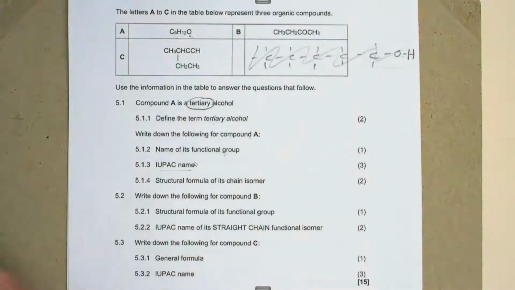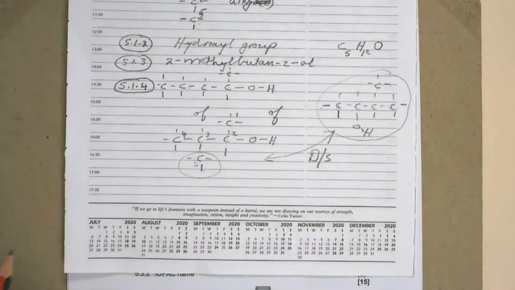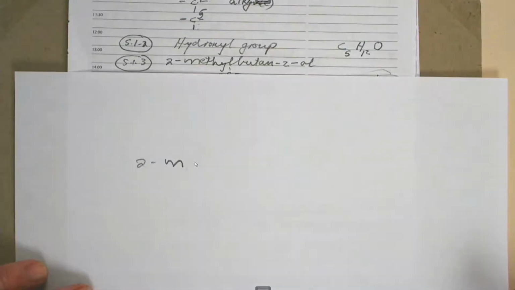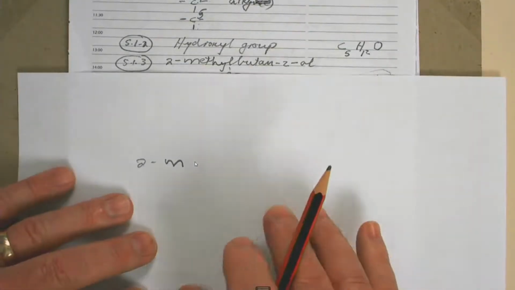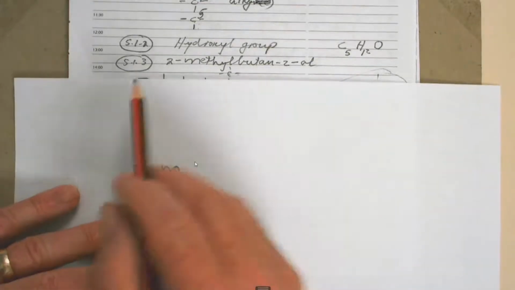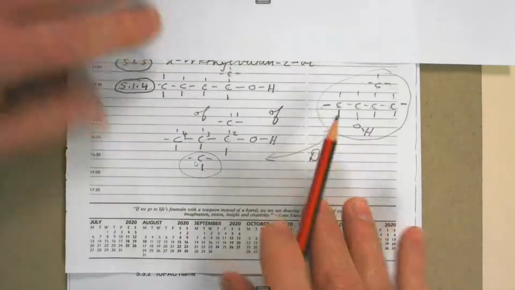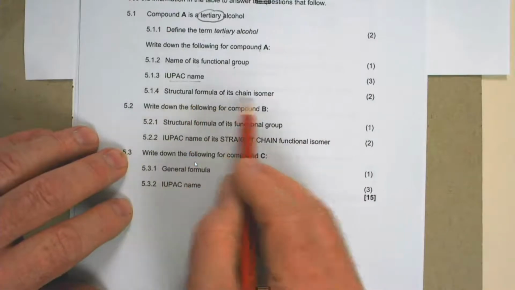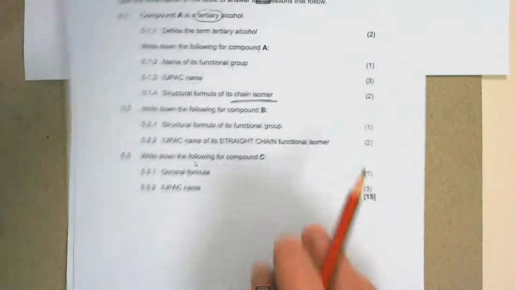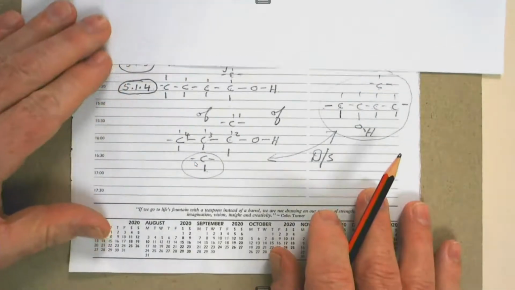So there are various options of, what do you call them? The structural isomer. Sorry, my mind is now on this. So let me show you my rough work. So there is a possibility for question 5.1.4, the structural formula of a chain isomer. Now, what is a chain isomer? It means it has the same stuff, but the chain looks different.